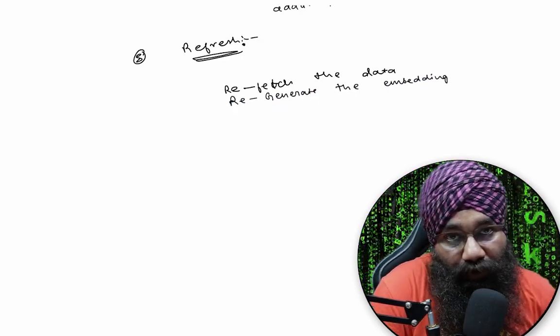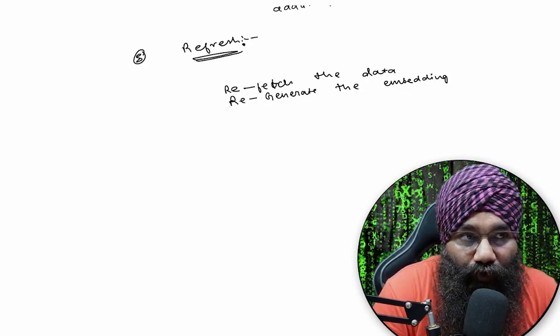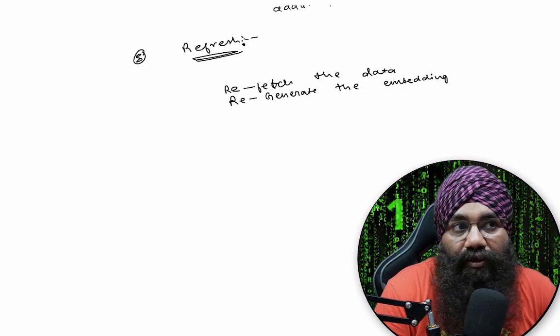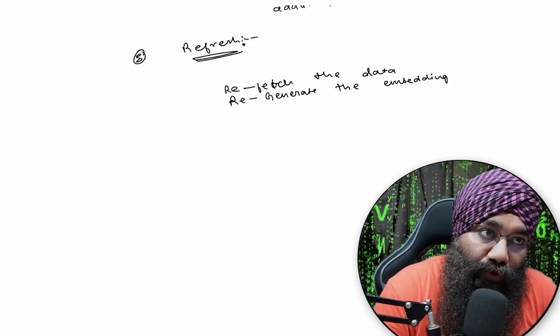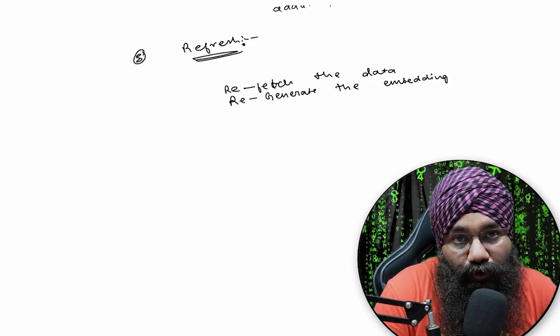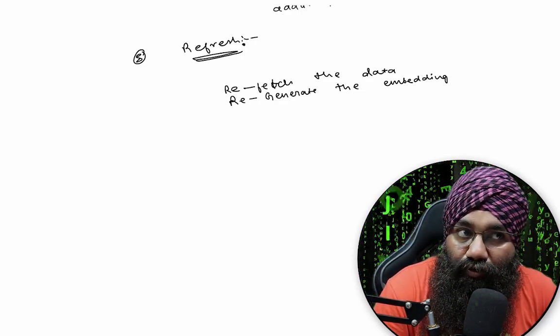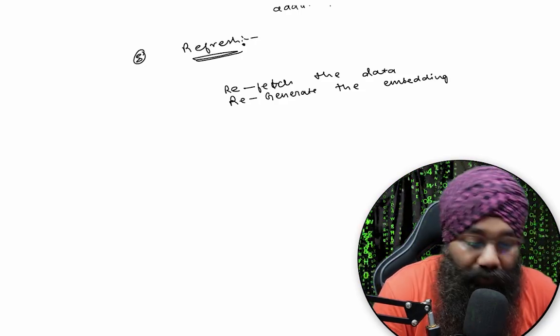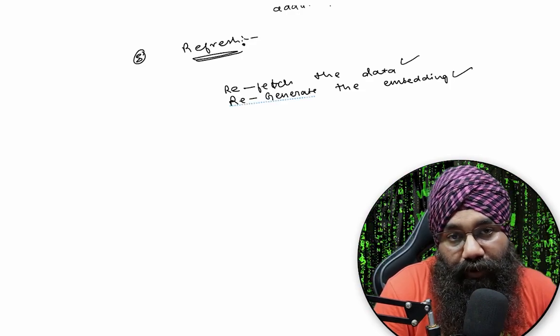If you are sure that the product data is never changing, then there is no need to do this. But if you think that the product data might change, you have to fetch it again, and then you need to regenerate the embeddings. So you have to refetch the data and regenerate the embeddings.